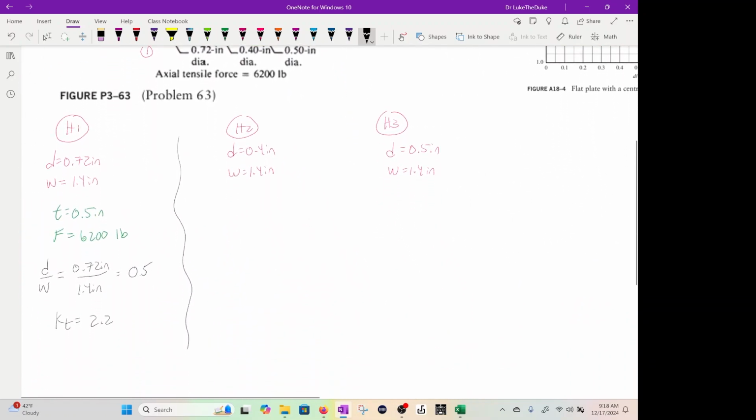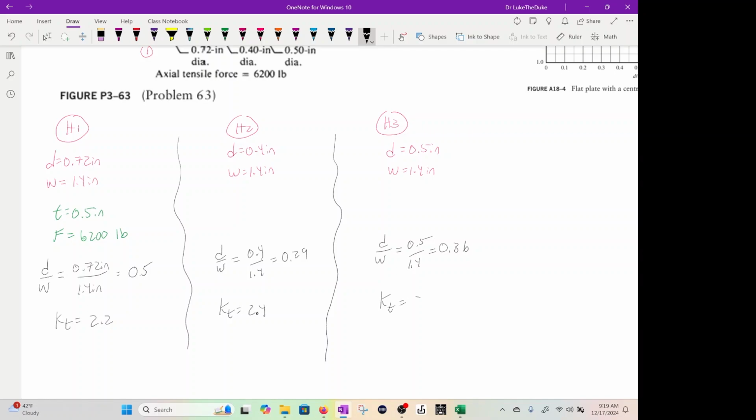Again, thickness and F are the same, so let's just calculate D over W. We get 0.4 over 1.4, which is 0.29. KT is roughly 2.4. And then over here, D over W, 0.5 over 1.4, you get 0.36. And KT is 2.3.